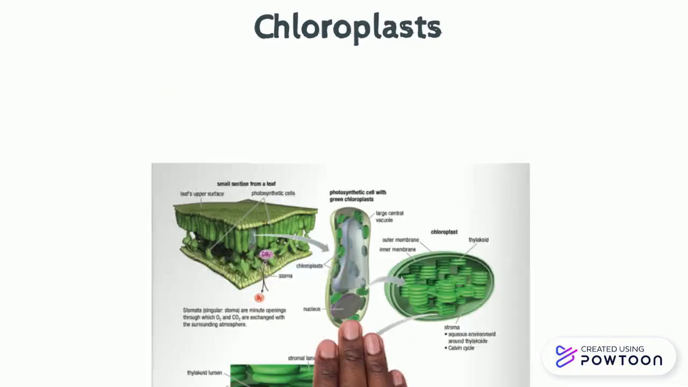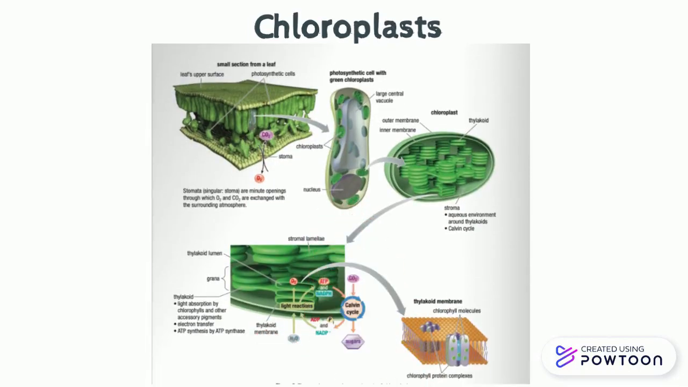are embedded within it. Looking at this diagram, we can see that in a small section of a leaf, there is a photosynthetic cell with green chloroplasts, and inside each of these chloroplasts, there are thylakoid membranes. This diagram also shows us where the light reaction occurs in the thylakoid membranes and how it ties in with the Calvin cycle. Now we are going to be talking about capturing light energy.